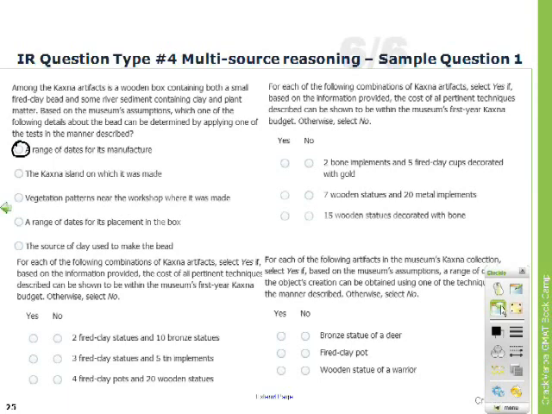Right? So the 3 questions are: 2 fired clay statues and 10 bronze statues. Second is 3 fired clay statues and 5 tin implements. Third is 4 fired clay pots and 20 wooden statues. Right? So for the first, is it yes or no? Arabda, did you do the questions? You need more time?